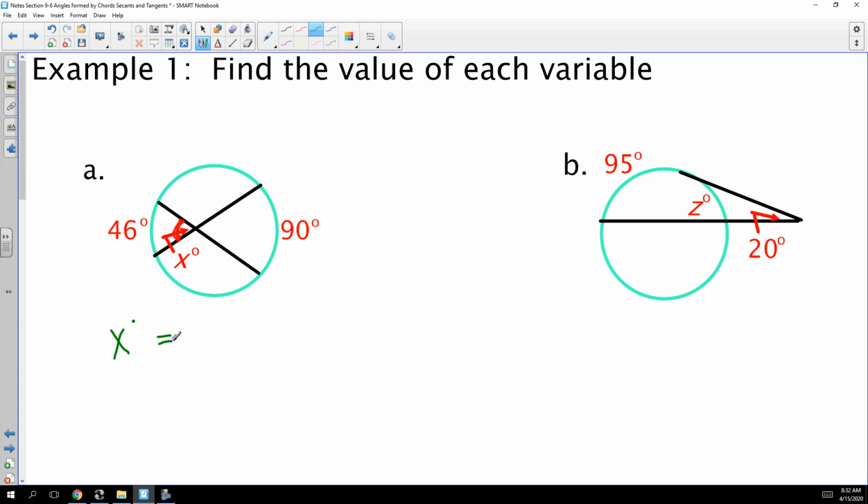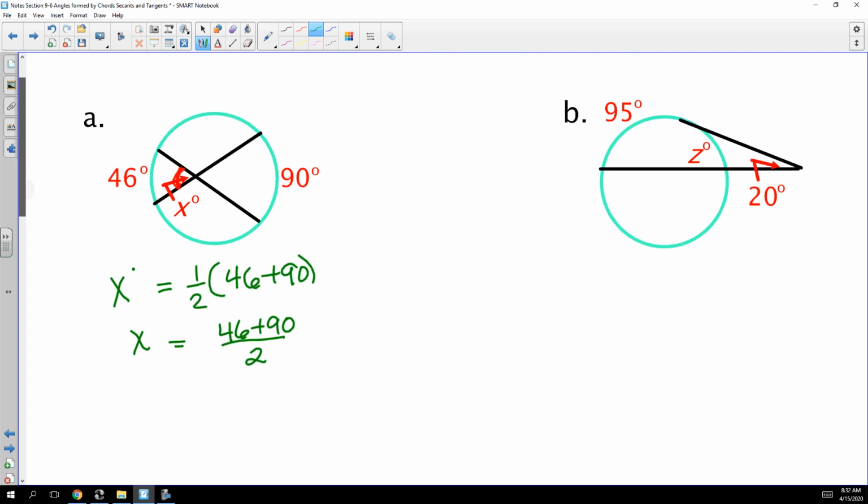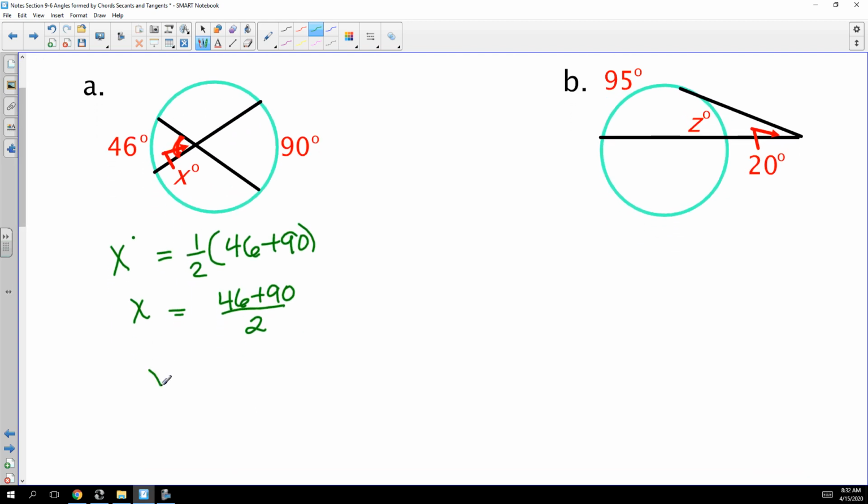And if you prefer, instead of writing it as 1/2 of 46 plus 90, you can write it as 46 plus 90 all over 2. That really is the exact same thing. You just have to keep in mind that it means the exact same thing. It's no different. So x is equal to 136 divided by 2. So x is equal to 68 degrees. And that's an application of the first theorem.